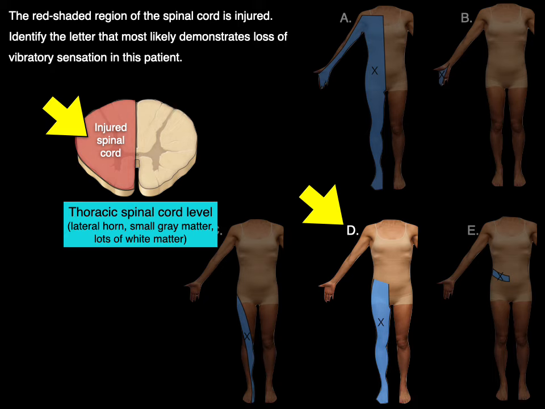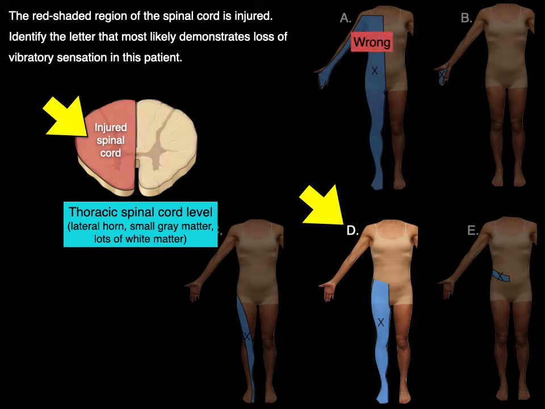Now, I know this is a thoracic spinal cord level because there's a lateral horn for preganglionic sympathetic neurons, a very small gray matter ventral horn because the intercostal and abdominal muscles do not require a lot of motor neurons, and there's quite a bit of white matter. So we know this is thoracic.